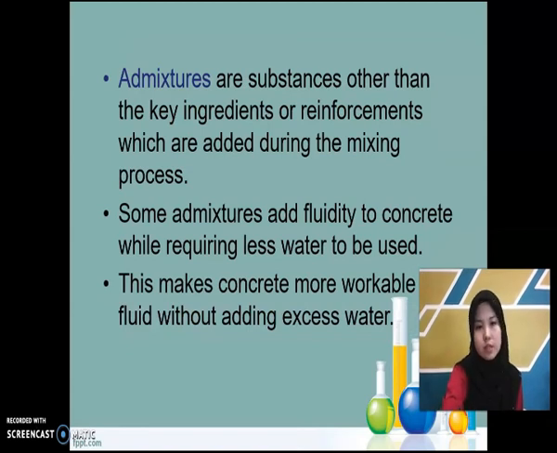Okay, what are admixtures? Admixtures are substances other than the key ingredients, which are cement, aggregate, which is stone and sand, and water, or reinforcements, which are added during the mix process. Some admixtures add fluidity to concrete while requiring less water to be used.